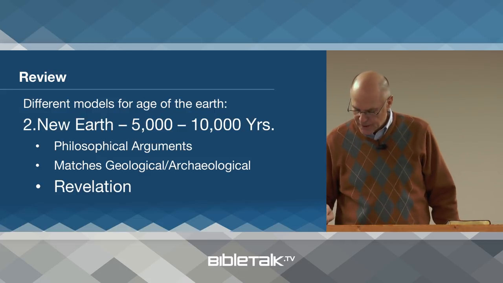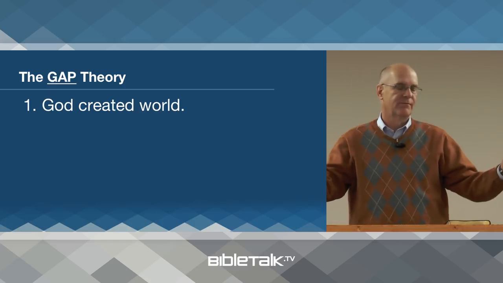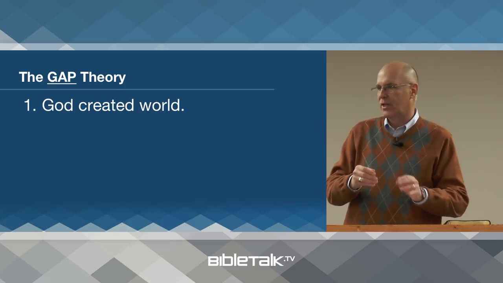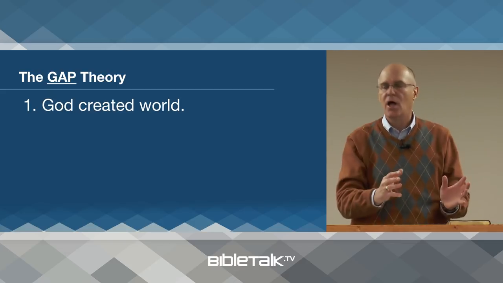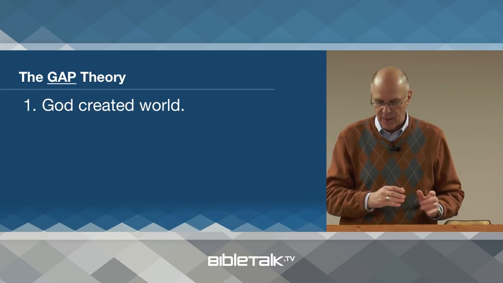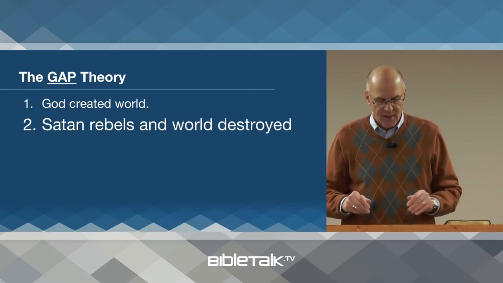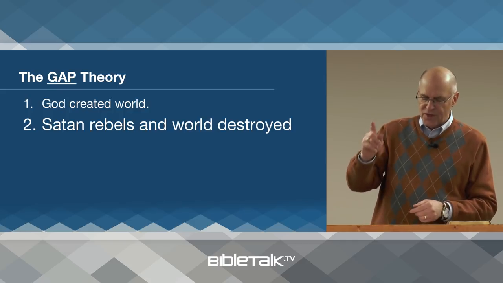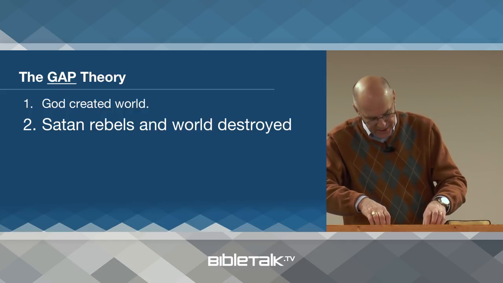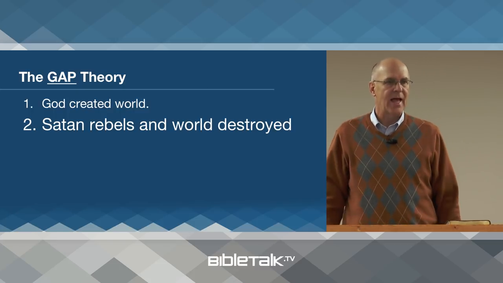First of all, the gap theory says that God created the world, all of it. In Genesis chapter 1, verse 1, in the beginning God created the heaven and earth. That means everything was done, Genesis 1:1. Then the gap theory says that Satan rebelled against God, and for this reason there was a tremendous cataclysm that destroyed the world and left it void and blank.